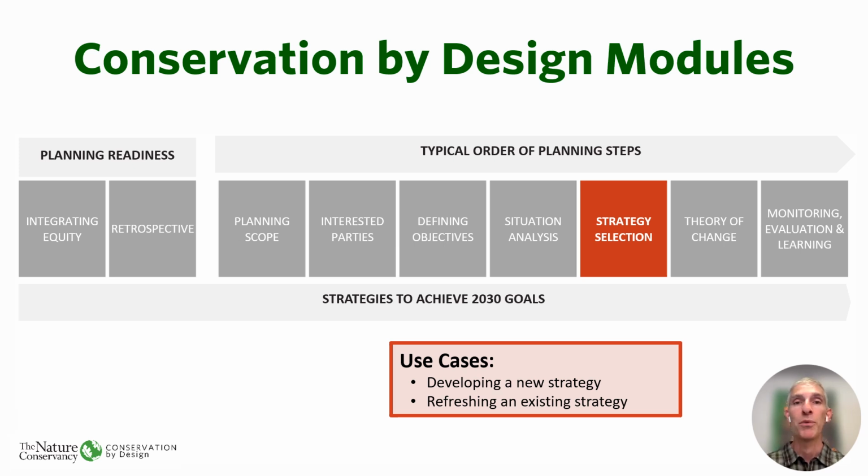A few examples of when teams might find value in using this module are as follows. First, when a team is developing a new strategy, and therefore it's deciding for the first time which strategies to pursue. Or a team may be managing an existing strategy and has built evidence that its pilot projects are working, so it wants to explore expanding its strategy to achieve greater scale of impact.